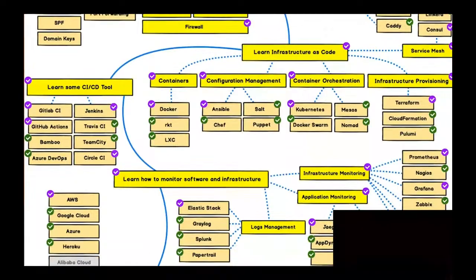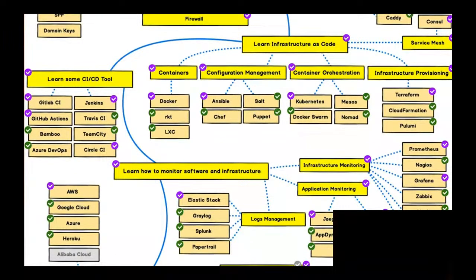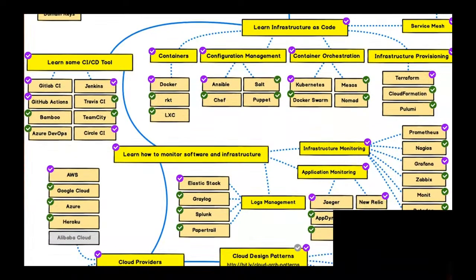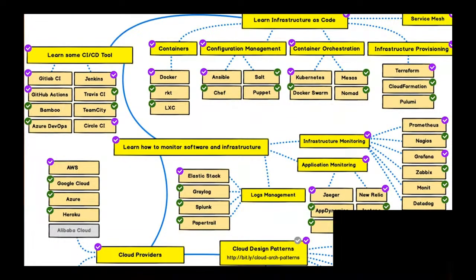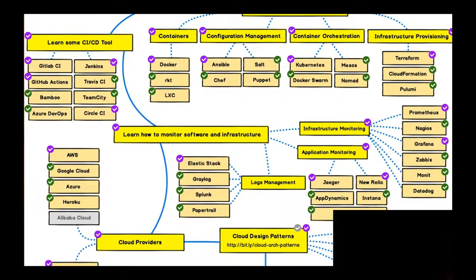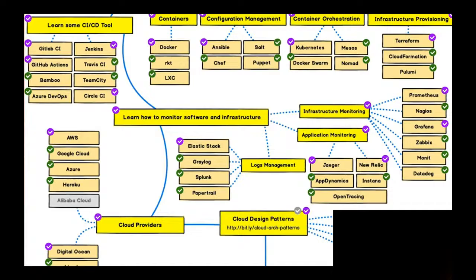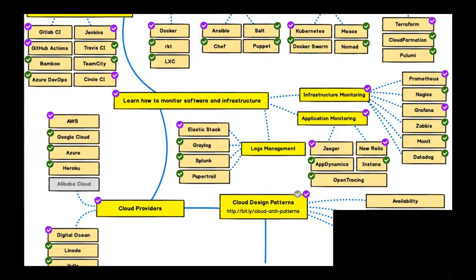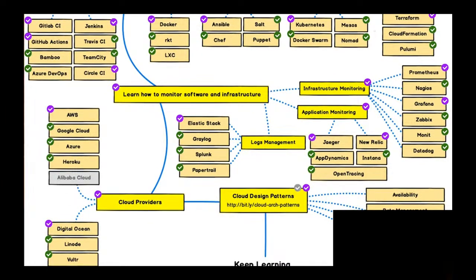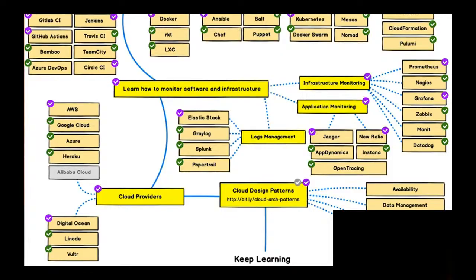Now let's talk about continuous monitoring and operations, where we can learn to use infrastructure monitoring tools like Nagios, Zabbix, Icinga, Prometheus, and more. For application monitoring, teams should learn how to implement AppDynamics, New Relic, Jaeger, Instana, and OpenTracing in a project. For log management, we can use a variety of tools like Elastic Stack, Graylog, Splunk, Papertrail, and so on.